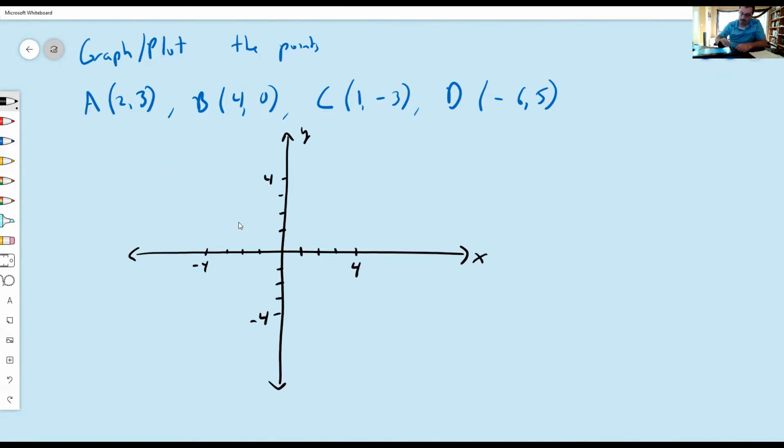So A, 2, 3, says come out to the right, 1, 2, so right there, and we'll go up, 1, 2, 3, right here, and where these match up, that's the point A. Now the point 4, 0, right, X is 4, so I'm going to go out to the right, 4, and since the Y value is 0, I'm not going to go up, I'm not going to go down. So I just go out 1, 2, 3, 4, there we are, that's B.